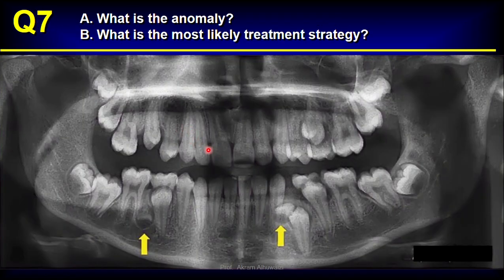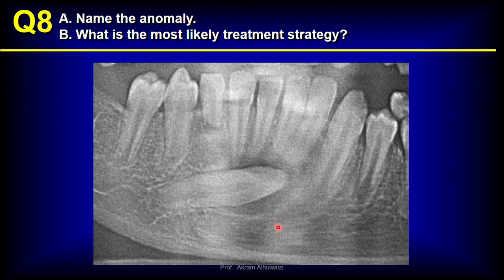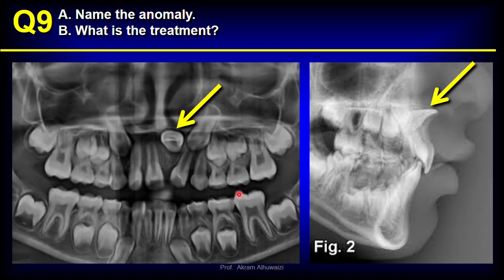What is the anomaly? If you look here, it's supernumerary teeth in the premolar region. And what's the most likely treatment strategy? It would be surgical extraction of these teeth. What's the anomaly? The anomaly here is impacted lower canine teeth. And what's the most likely treatment strategy? It would also be surgical removal of this tooth.